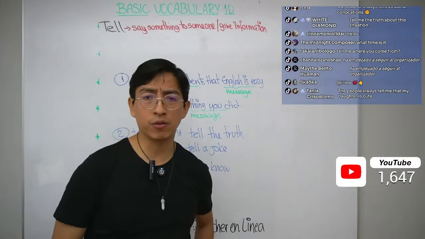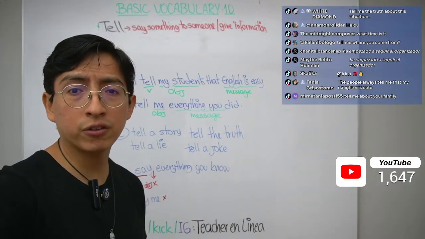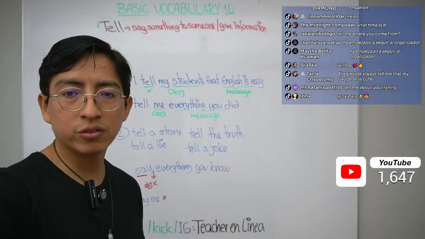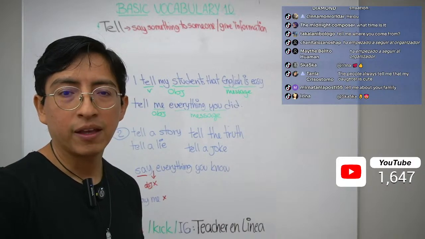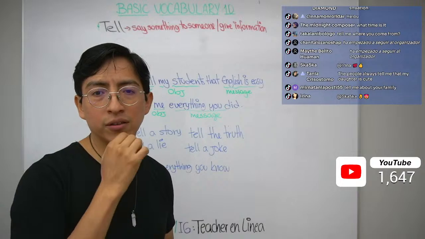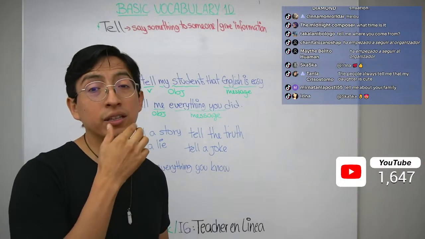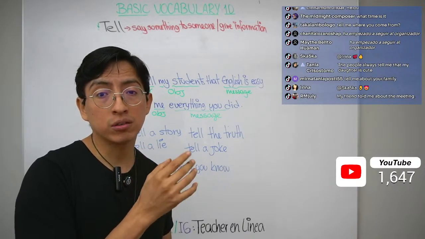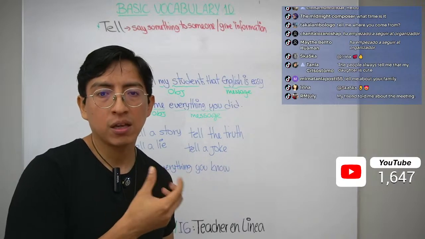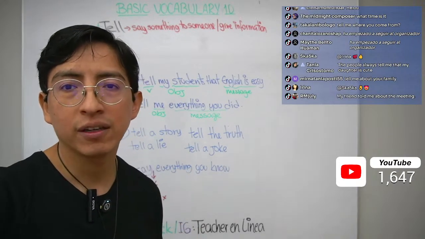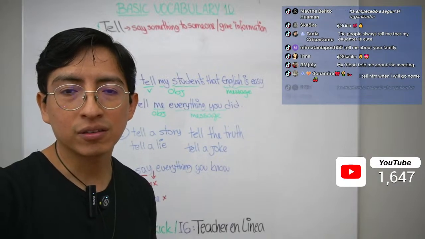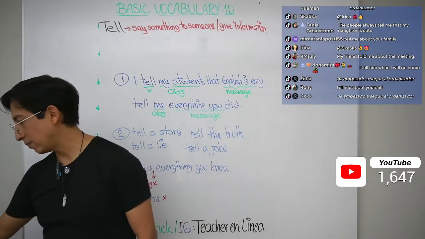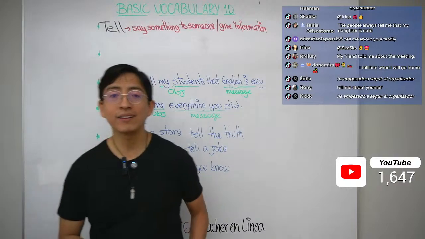Tell me your name. That's perfect. Tell me where you come from. Yes, that's good. Okay, tell me the truth about the situation. Yes. Okay, our teacher always tells us the useful collocations. Yeah, it could be possible, tell. Another option would be teach. No, our teacher always teaches us useful collocations. Yeah, very good. My friend told me about the meeting. Yes, good job, guys. You're participating a lot today. I love it, guys.